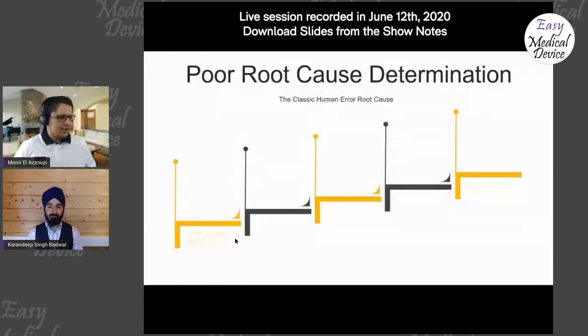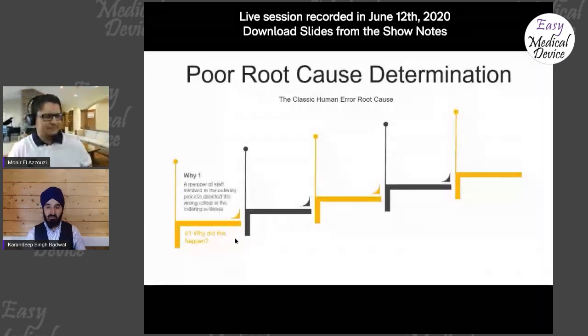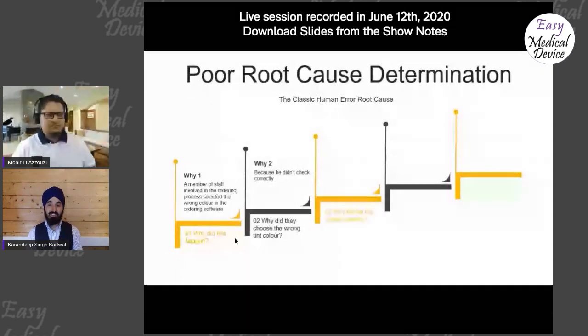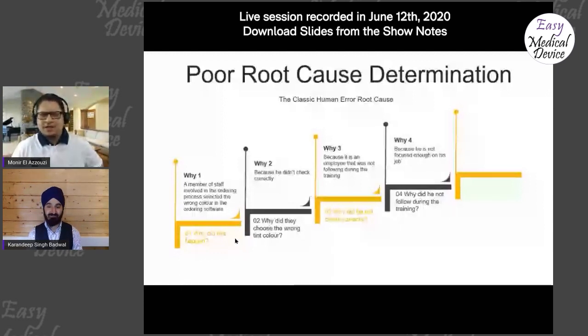Question number 1: why did this happen? A member of staff involved in the ordering process selected the wrong color in the ordering software. Why did they choose the wrong tint color? He didn't check it correctly. Why did he not check it? Because it was an employee that was not following during the training. Why did he not follow during the training? He's not focused enough on his job. Why is he not focused enough on his job? He's a senior member of management.